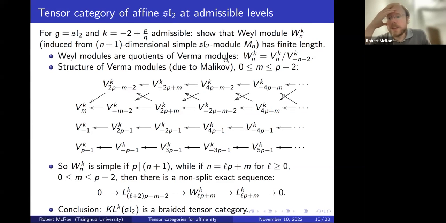So the Verma modules are definitely not finite length, but fortunately we don't care about them for this category. The structure of the Verma modules we do know, which I believe in full generality is due to Malikov. It's a little bit complicated generically, with these kinds of diagrams. These diagrams show you which Verma modules embed into which other Verma modules. So if you start with some small value of m here, then this VKM contains all of these Verma submodules in this way.